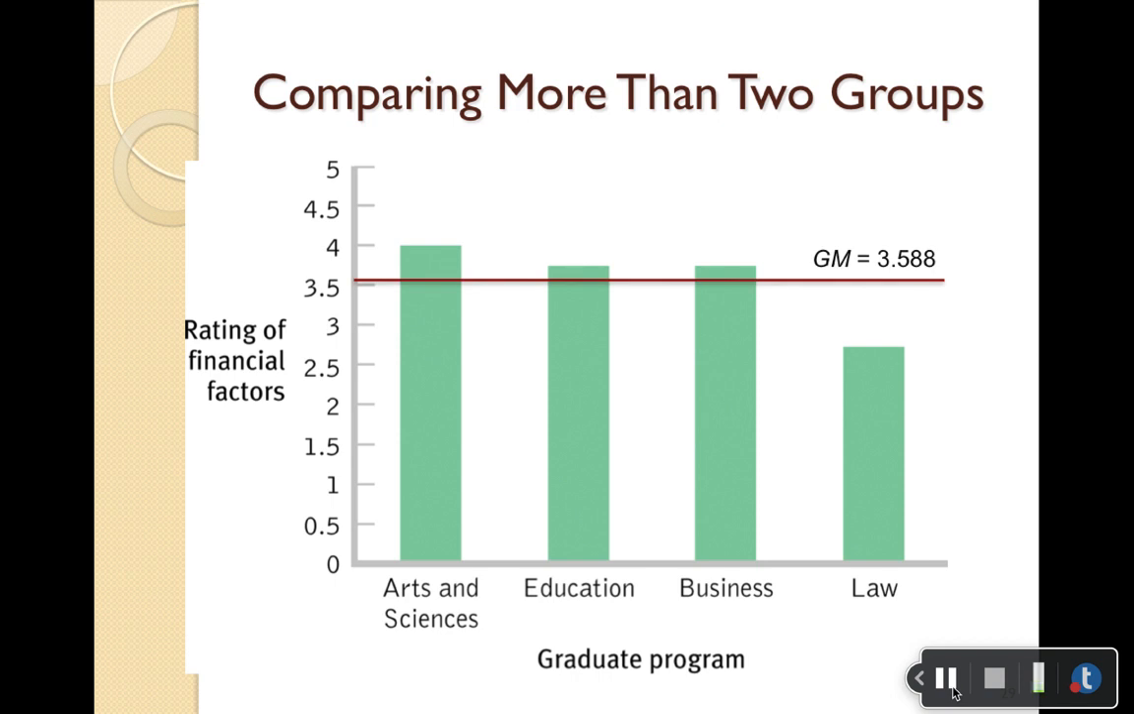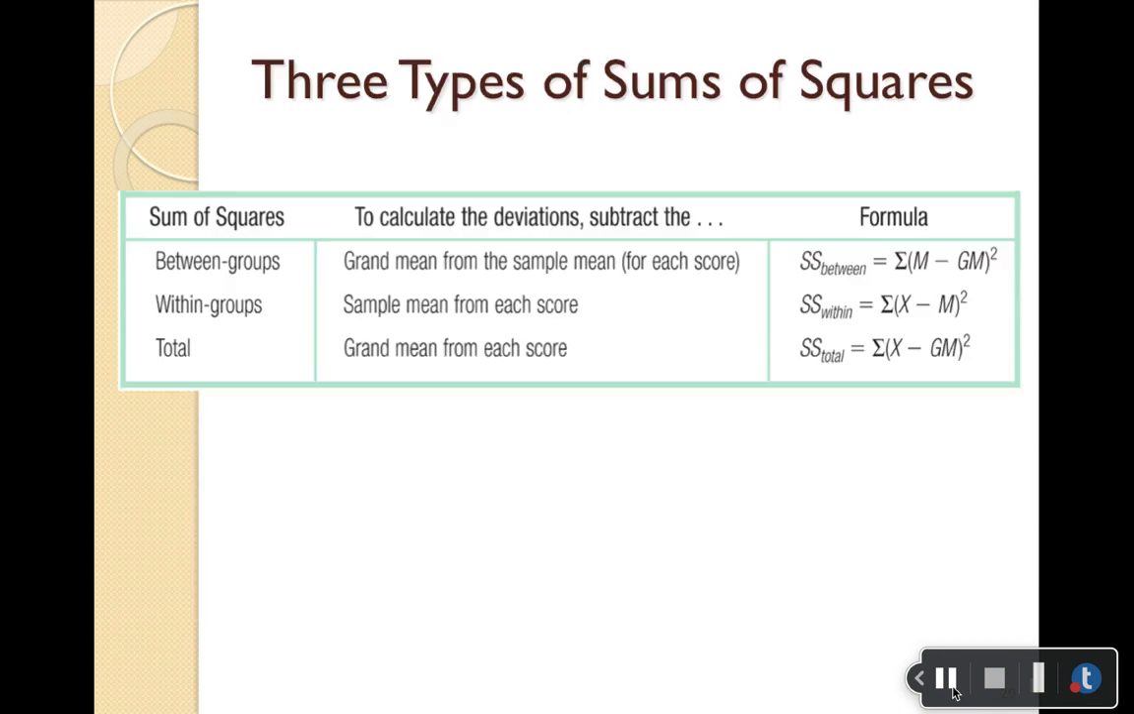Our first step might be to calculate the overall mean of financial factors as a whole, regardless of graduate program that you're enrolled in. So here I've just drawn a line here. If you calculate the financial factor rating for every single person, regardless of what program they're in, we get an overall mean of 3.588. And we would call this the grand mean because it's the mean of everyone. It's the mean of the means. So regardless of what program you're in, this is the overall mean. So our next step, if we wanted to calculate analysis of variance by hand, is we would want to calculate the between groups and within groups variability, or as what we're going to refer to it as sums of squares.